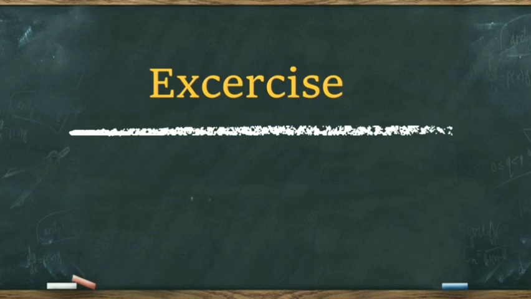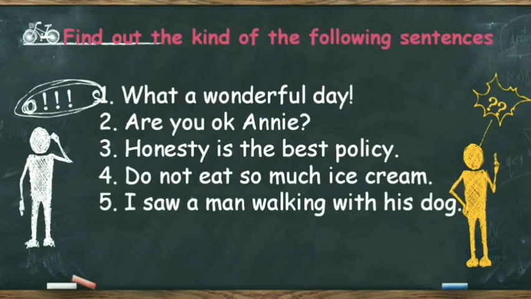And now, finally, we are going to do some exercises. Are you all ready, children? Find out the kinds of the following sentences. Read the first one. What a wonderful day. Are you okay, Annie? Honesty is the best policy. Do not eat so much ice cream. I saw a man walking with his dog. Children, here you pause the video and find out the answer.